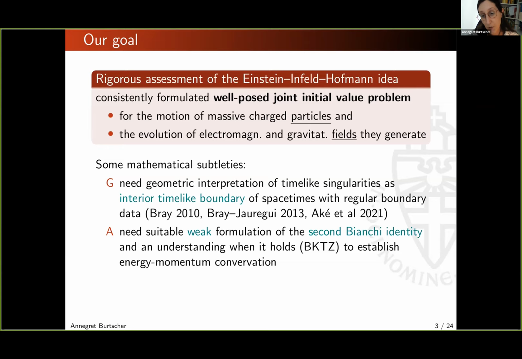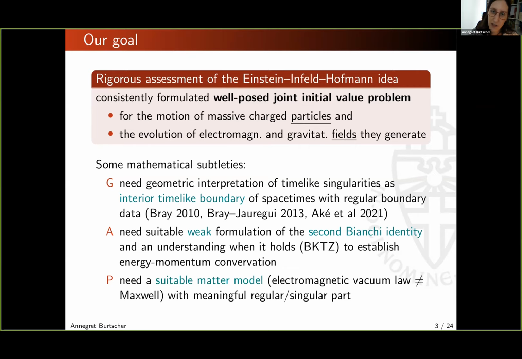And then of course, this is just geometry and analysis. We also want to give this a physical meaning, and namely we want to understand what kind of matter models satisfy these constraints, in that they both model suitable singularities as well as satisfy this weak Bianchi identity. And this requires us to study electromagnetic vacuum models that are different from Maxwell. And I will also say more about this later.